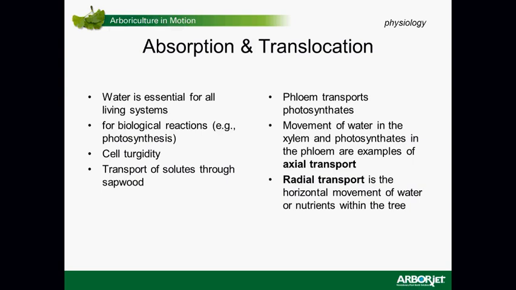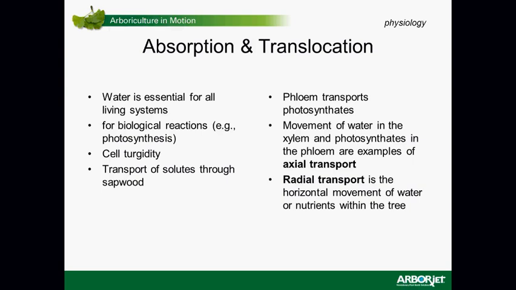Movement of water in the xylem and photosynthates in the phloem are examples of axial transport. That means up and down, essentially, or source to sink. The way I learned it years ago was xylem up, phloem down. But basically, wherever there's green that manufactures carbohydrate, and wherever there's growth, there's a requirement for carbohydrate. That's source to sink. Radial transport is the horizontal movement of water and nutrients within the tree.